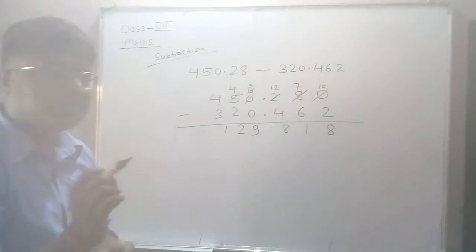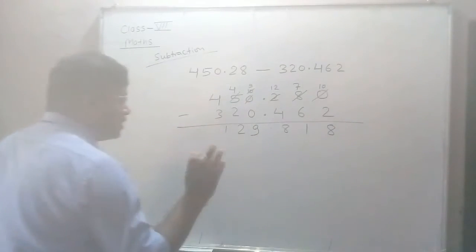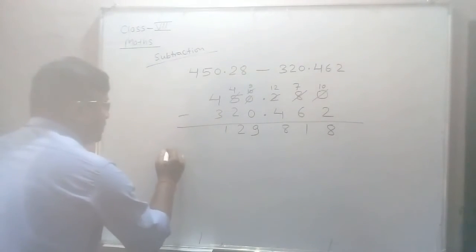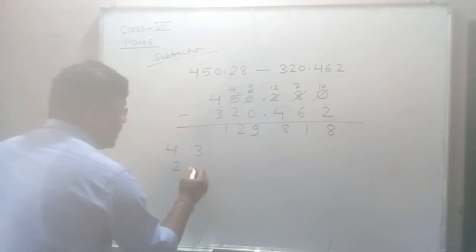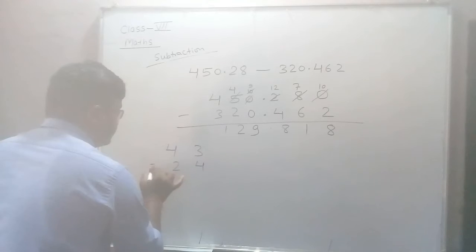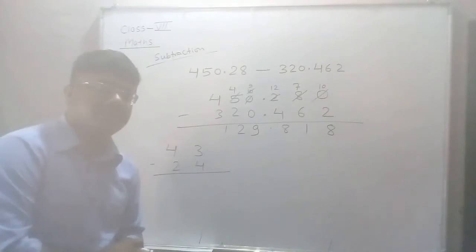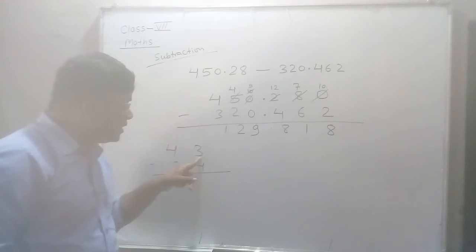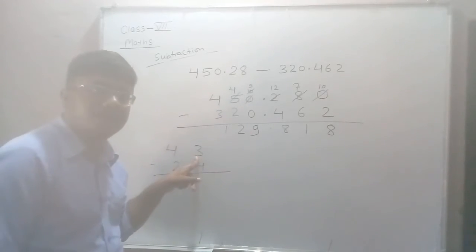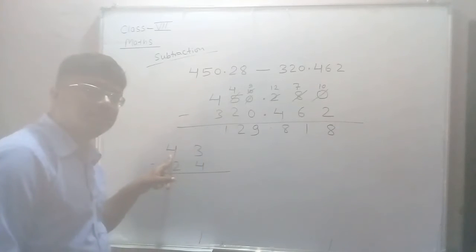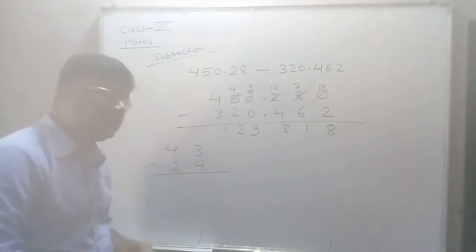Okay, sometimes some students become confused. Likewise, suppose I am giving you one example: 43 minus 24. Okay, please look at this one example. Can you tell me what the place value of this 3 is? Yes, it is in the ones place, and this 4 is in the tens place. This 4 is in the ones place and this 2 is in the tens place.